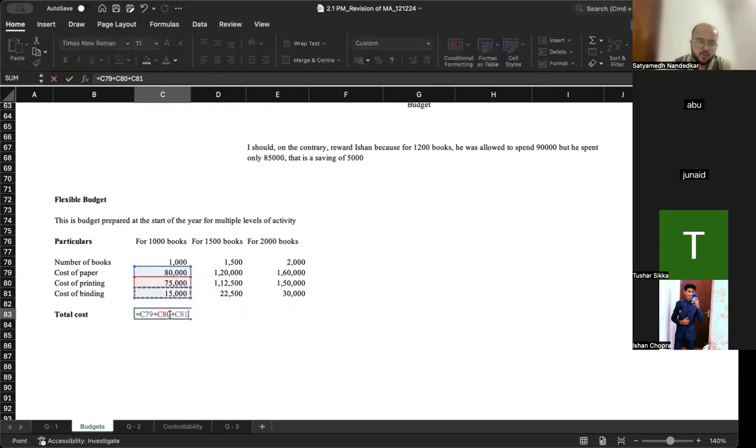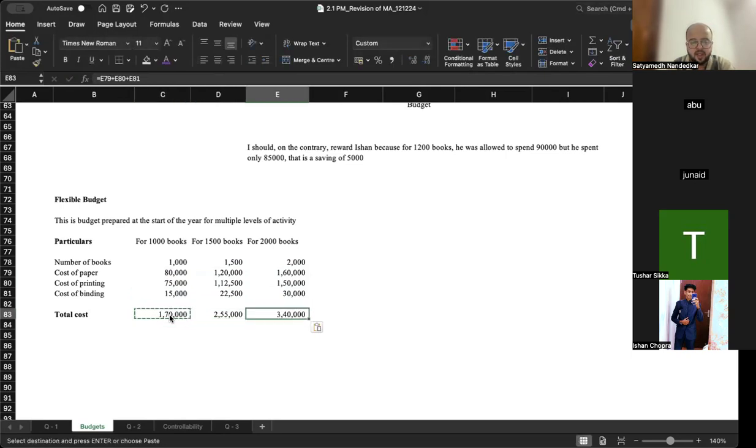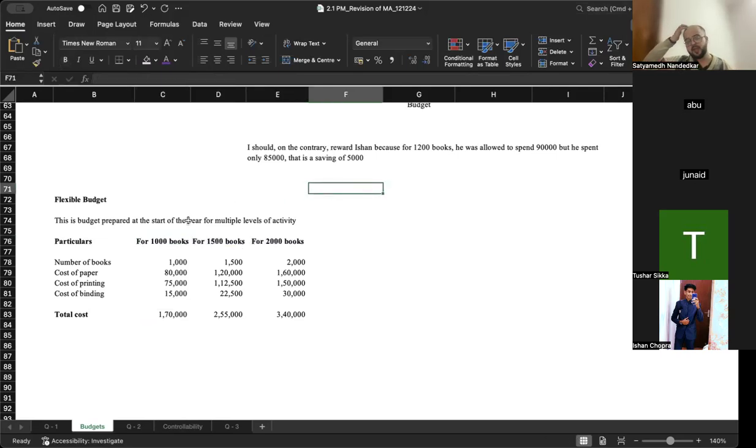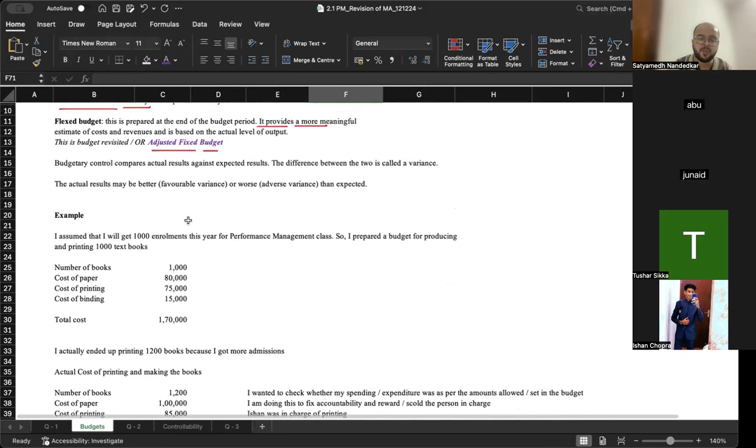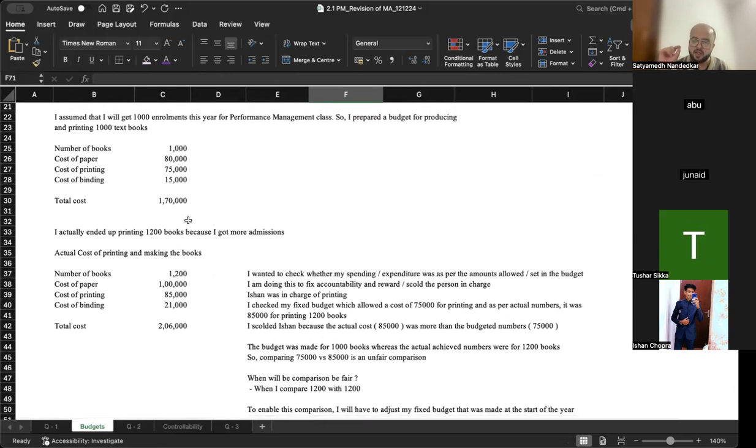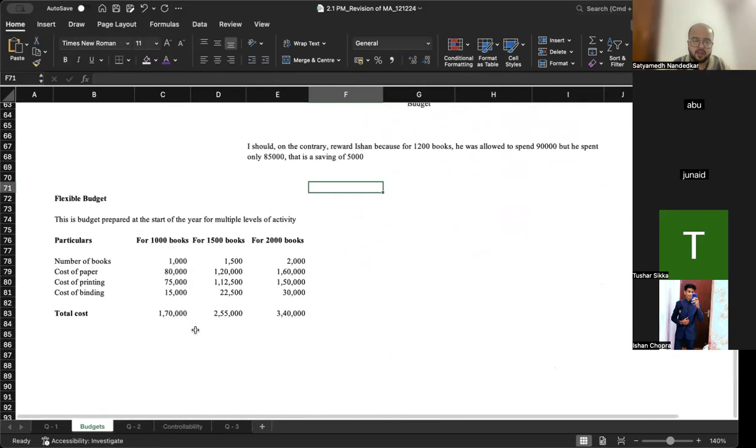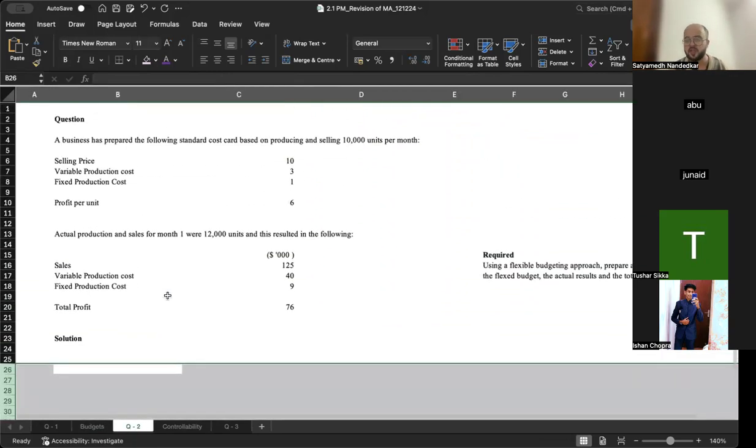Now, if a budget is prepared for multiple levels of activity at the beginning of the year, it is known as a flexible budget. So there are three columns that you have made. This is the flexible budget prepared at the start of the year. Even the fixed budget is prepared at the start of the year. It is only the adjusted fixed budget or the flexed budget which is prepared at the end of the year so as to enable the right kind of comparison. Okay, so till now we have looked at three concepts: fixed budget, flexible budget, and flexed budget. Another word for flexed budget is adjusted fixed budget.